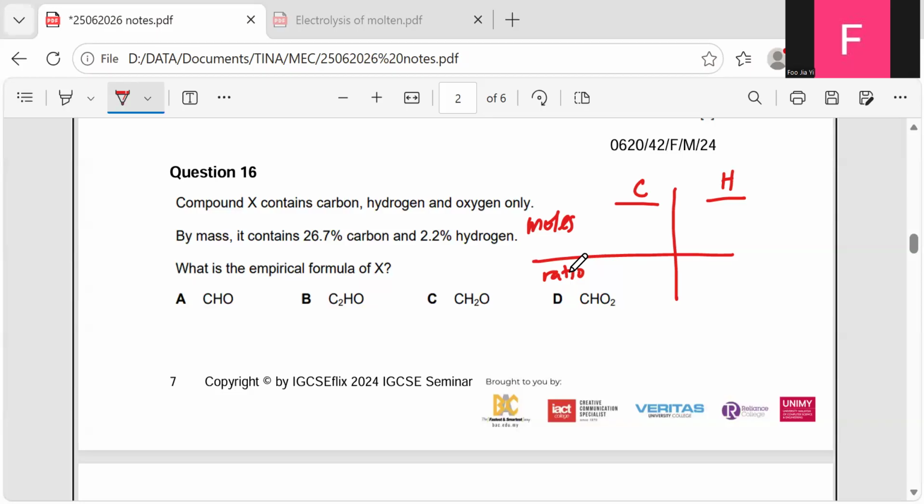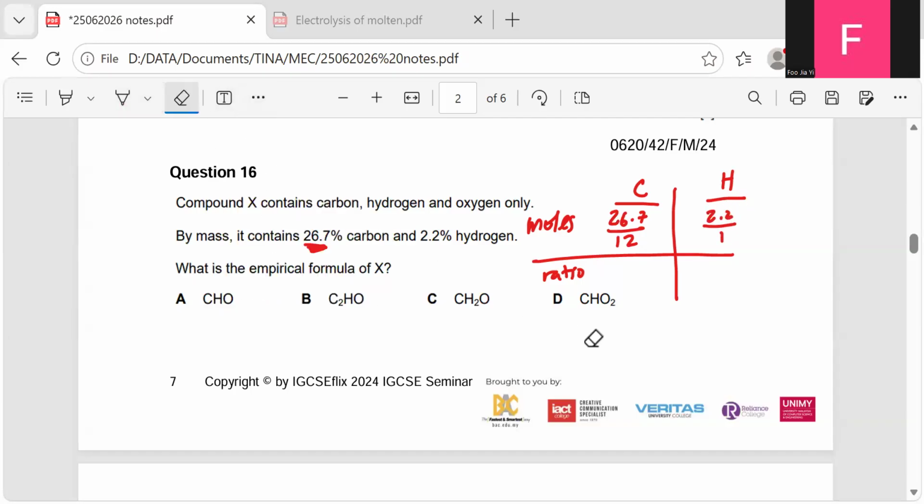So empirical formula is the simplest ratio. Here is 26.7% of carbon. So you take the percentage over the molar mass. Carbon is 12. And then hydrogen, you take the percentage over the molar mass. After that, you find the value and then you find the ratio.